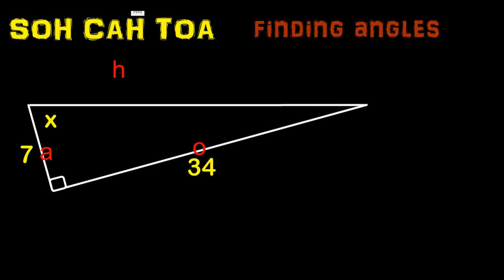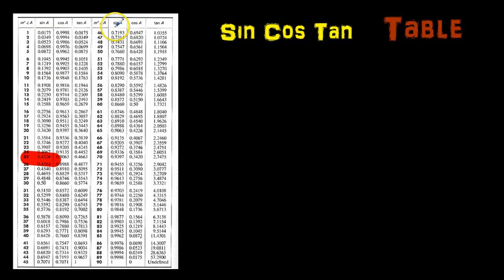So let's go ahead and set this up. We have the tangent of x degrees is equal to opposite over adjacent, that's 34 over 7. Okay, so 34 over 7, gosh, that's almost 5, right? So I'm just curious, I like to look at these tables. I think it really helps us understand what's going on.